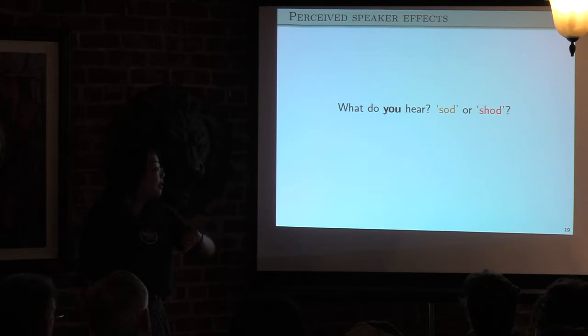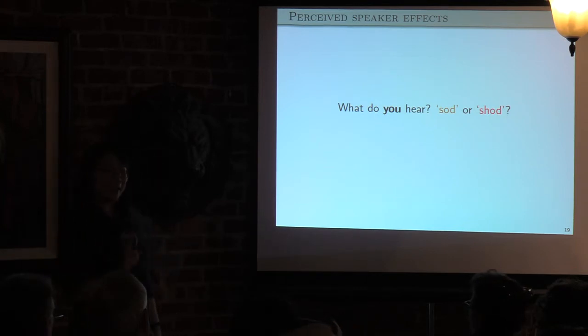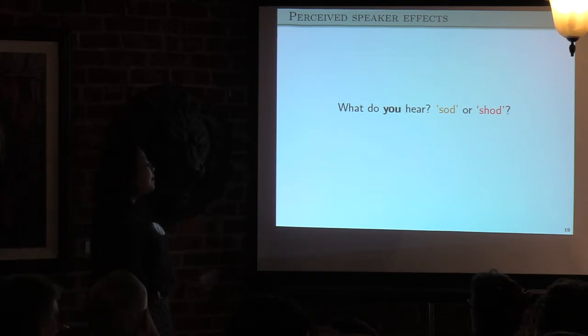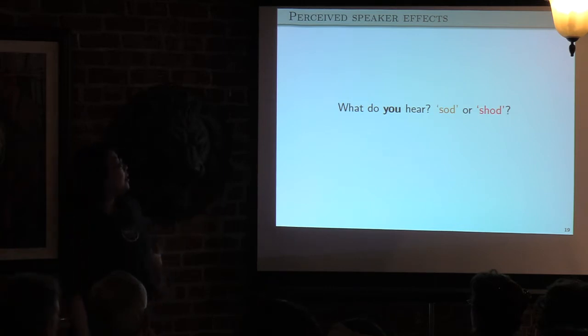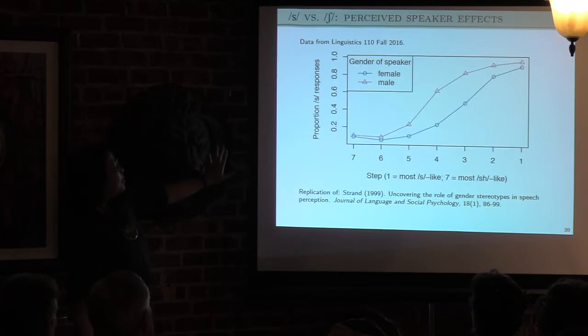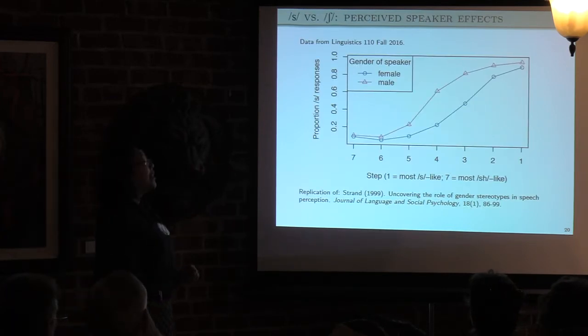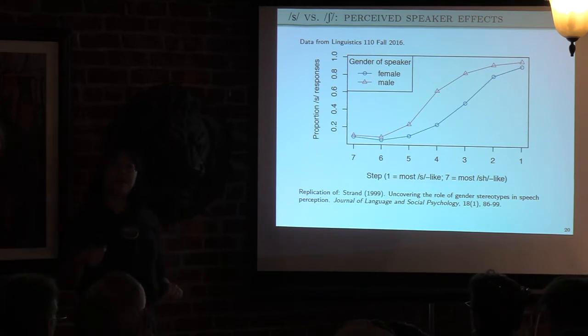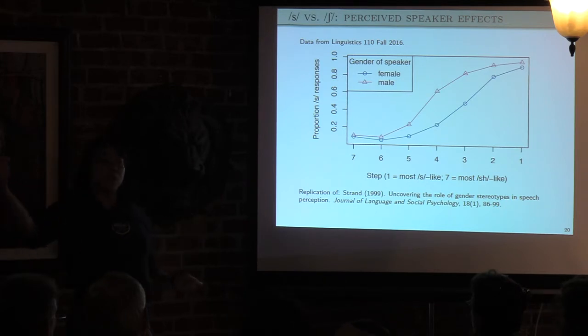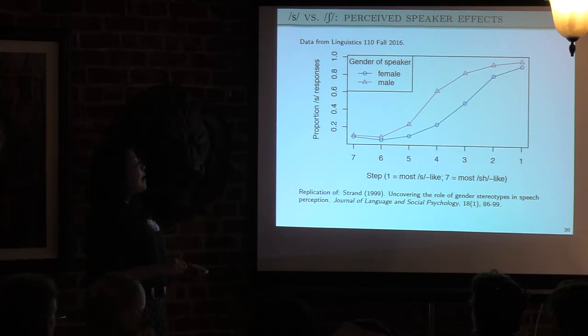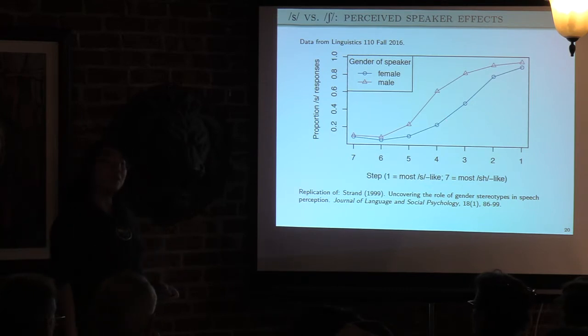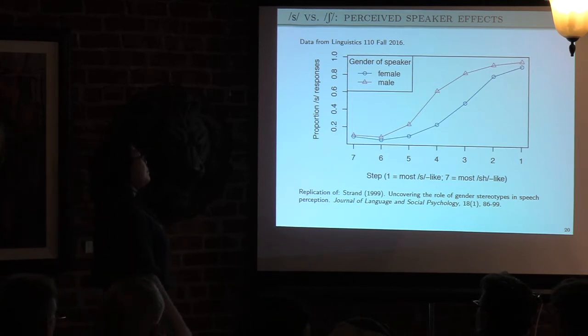I've got another demo here that I'm not going to do because I think I'm going to run out of time if I do. We can talk about this after, and if you're interested, we can do this demo afterwards if we have time. The upshot of this demo is that if you play the same exact series of sounds that are a continuum from S to esh, the sound sh, you'll find that where people cross over actually depends on the gender of the speaker. Or at least the perceived gender of the speaker, because you don't know them.